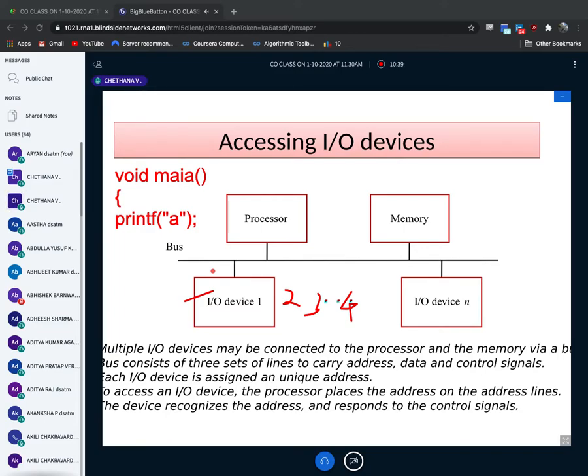Very simple program. Now come to the point. See, it is not bus, I have written B. You're able to see that? Yeah, B. Okay. printf A, printf B.